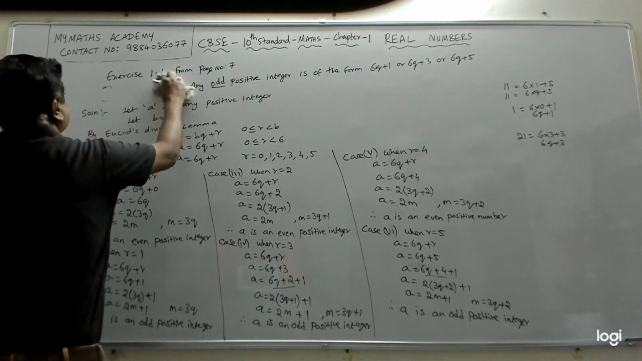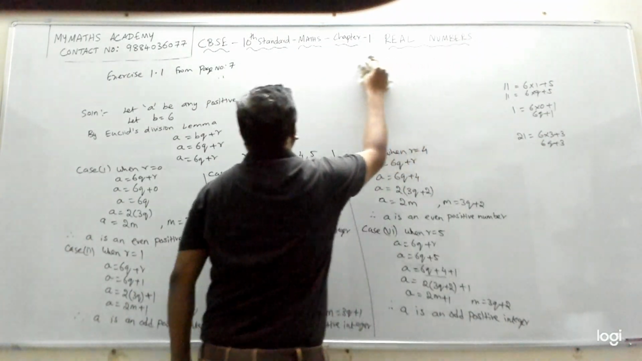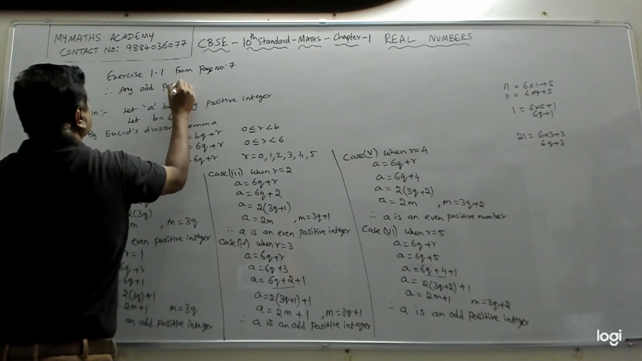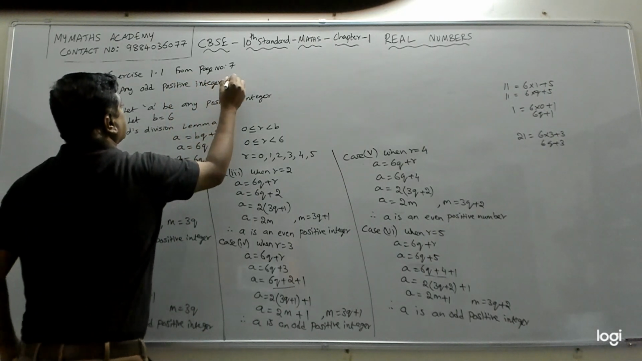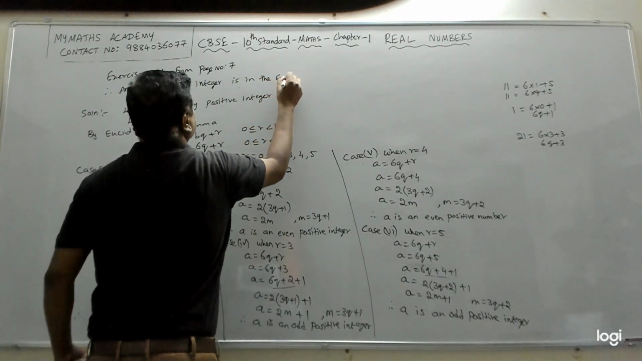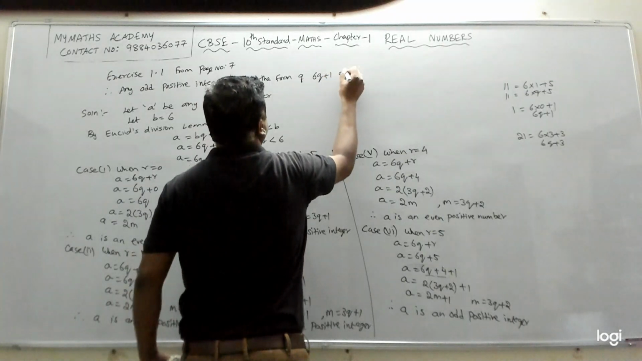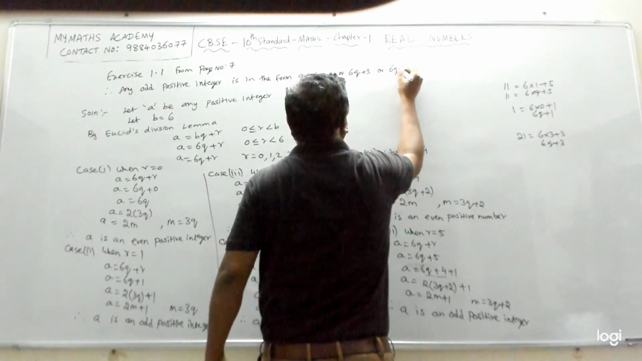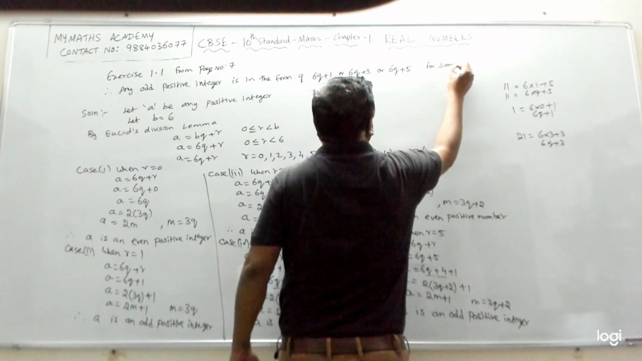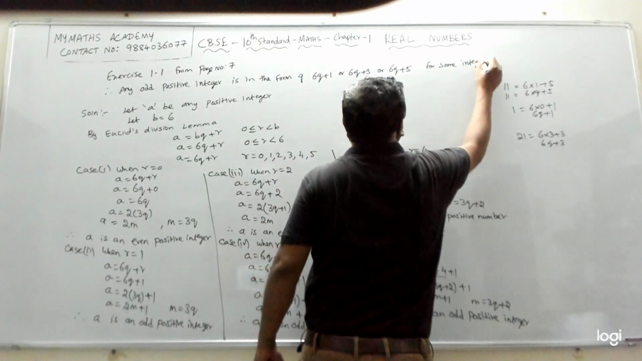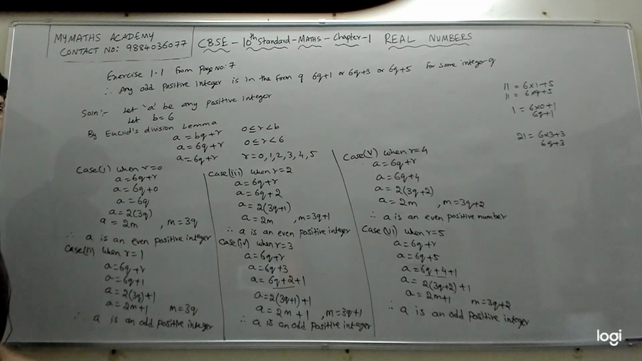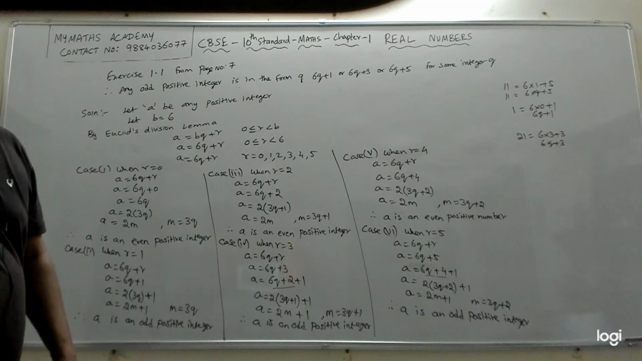So I am writing the conclusion here. Therefore any odd positive integer is in the form of 6q plus 1 or 6q plus 3 or 6q plus 5 for some integer q, where q is any integer. Clear? So this is the proof for the second problem in exercise 1.1 in your textbook.